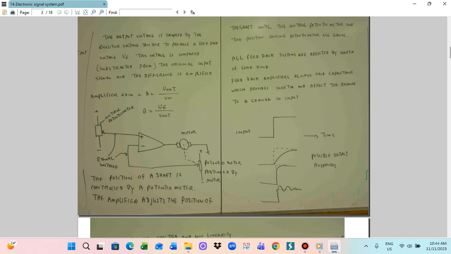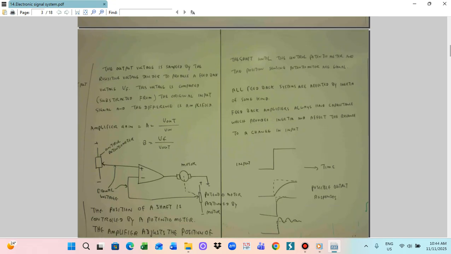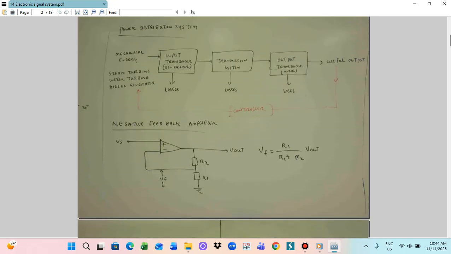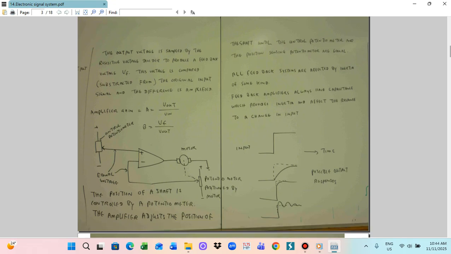In this case, we can use open loop and closed loop control systems. Normally, without the controller, there is an open loop control system. When you provide the controller, there is a closed loop control system. So we can see the closed loop and the open loop. Firstly, we can talk about the negative feedback amplifier.